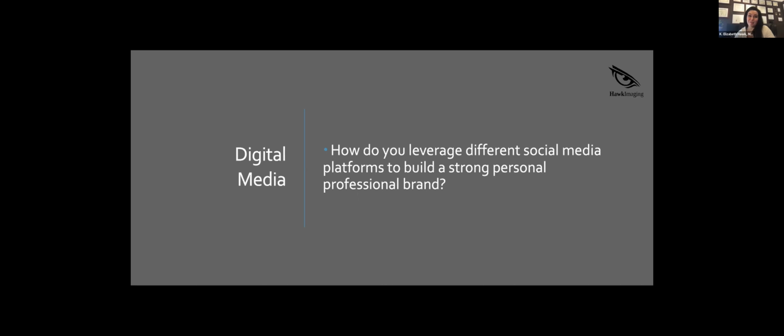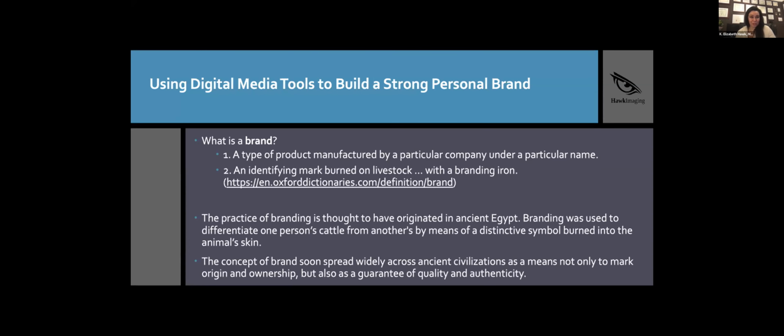Now, this may be the first and only social media talk you ever hear that isn't going to talk about the social media platforms. I'm not going to delve into Twitter and Facebook and TikTok and Instagram. Everyone is familiar with those. What I'd really like to talk about is the strategy behind how you approach those digital media platforms. And then you can explore which platform fits best for you and apply this strategy across the different platforms. So first of all, what is a brand?